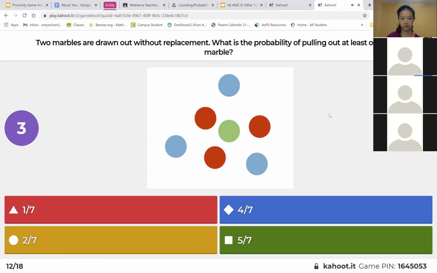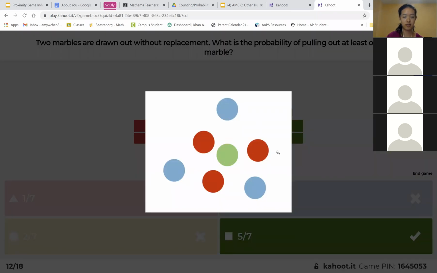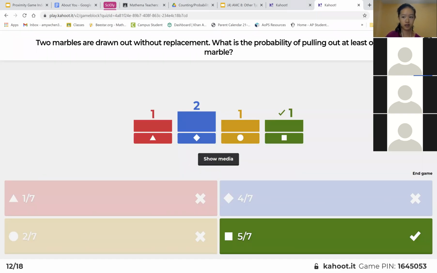Kind of just guessed on this one because I got an answer, but it wasn't there. Yeah, that's okay. I don't know if I gave you guys enough time. Yeah, for this one you do 4/7 times 3/6, and that gets the probability of not pulling out a blue marble, and then you subtract that from 1.